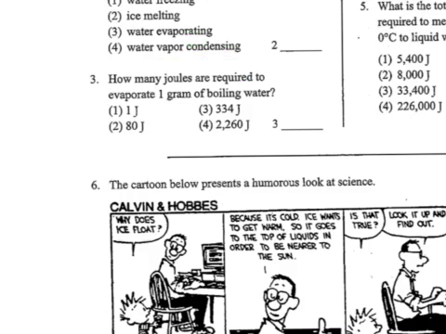Question number 3. How many joules are required to evaporate 1 gram of boiling water? So you need to take a look at your chart. It's asking you how many joules are required to evaporate 1 gram of boiling water. It'll be a fairly simple and straightforward question. Occasionally they will ask you more than 1 gram, in which case you would have to multiply that number, which is given on the table, by whatever number of grams they give you in the question.